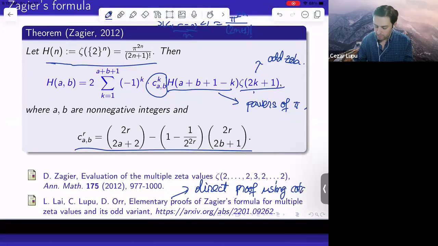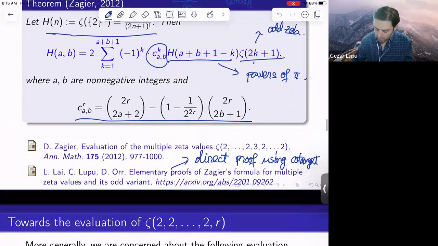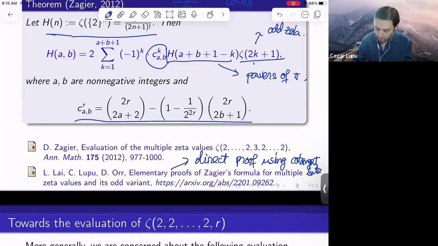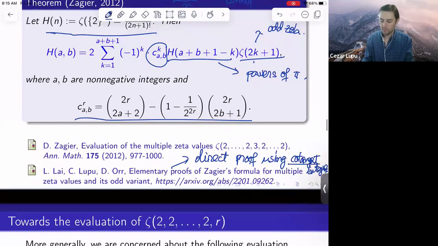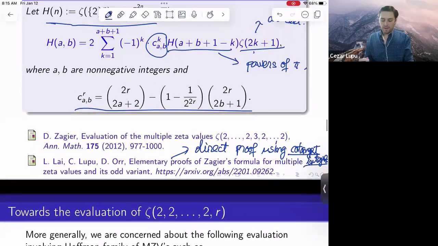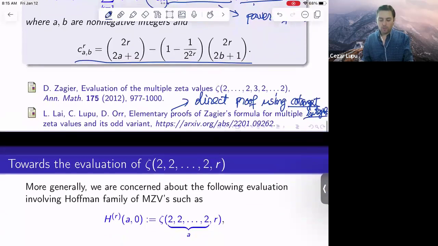And I will say a few words about cotangent integrals, and I'll mention a bit about this, just the formula, but I'm not going to go into details about this cotangent integral. All right, so now we're wondering if we can go further in evaluating this, even in a special case.